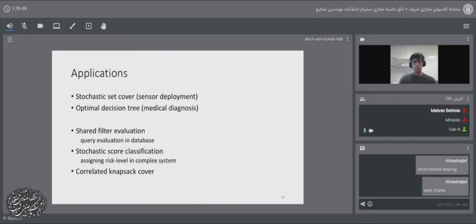Okay, so I'll move on to the last part of the talk. So I already motivated our setting with these two applications, sensor placement, which was the stochastic set cover problem, and medical diagnosis, which is also called optimal decision tree. In the paper, we discuss a few other applications that can be captured in our framework. Next, I want to discuss some computational results that we saw on these two applications. So the sensor deployment and medical diagnosis.